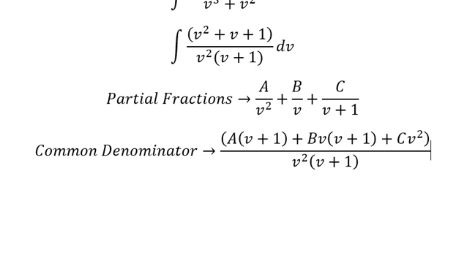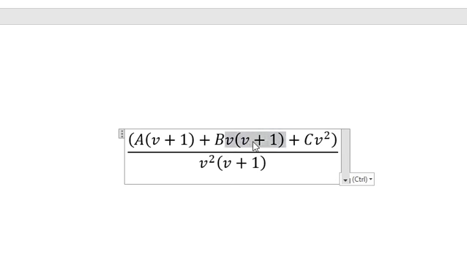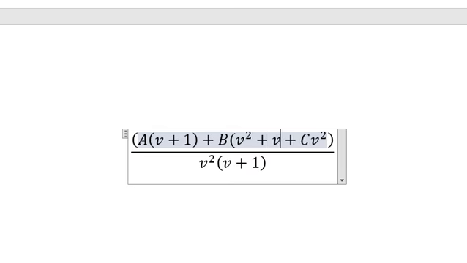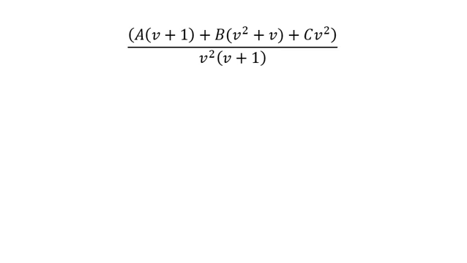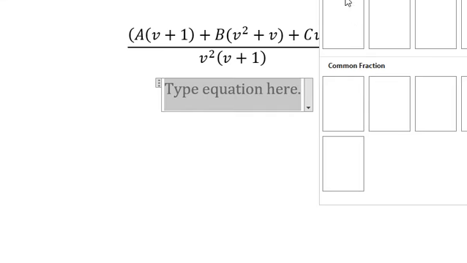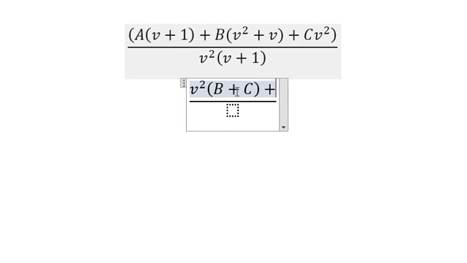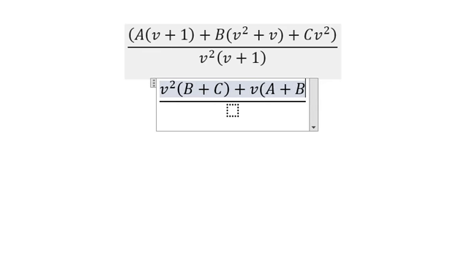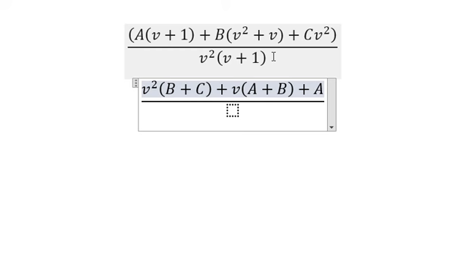Next, we need to expand this one. And now we need to arrange based on the terms of v. About v squared, we have B plus C. About v, we have A plus B. About the numbers, we have A.